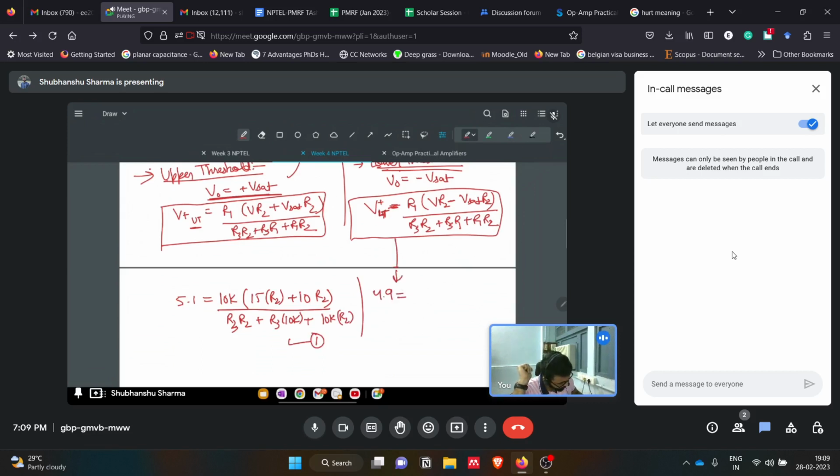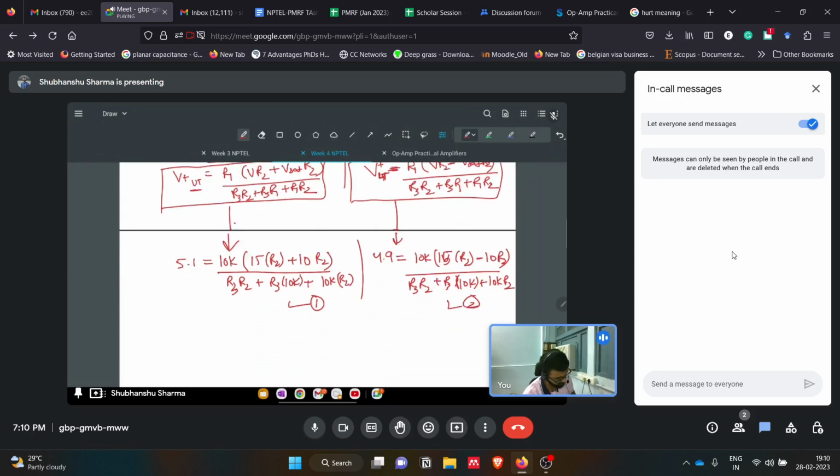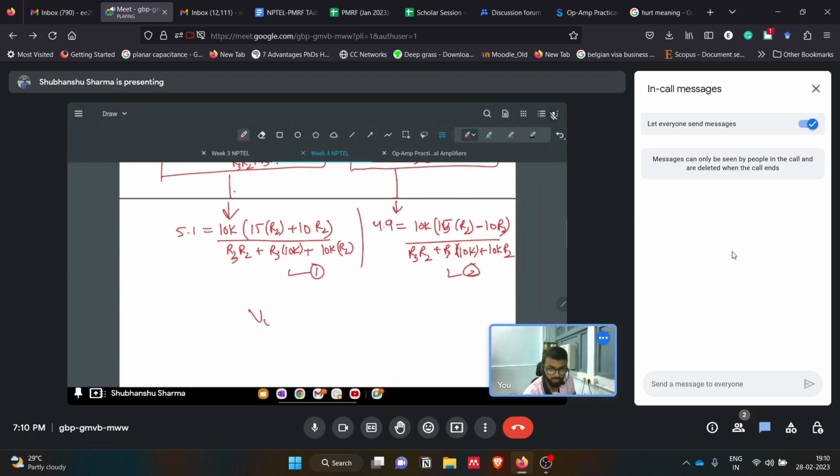Another equation is for the lower threshold, which they have given as 4.9 equals, this was the upper threshold, so this is the lower threshold 4.9. This is 10k, V is 15 volts, this is R2, we have minus 10 into R2, and we have R3 R2 plus R3 into 10k plus 10k R2. So this is the second equation. Based on the above two equations, when you solve them, you can get R2 and R3 as R2 equals 656 and R3 as 19.7 kilo ohms.